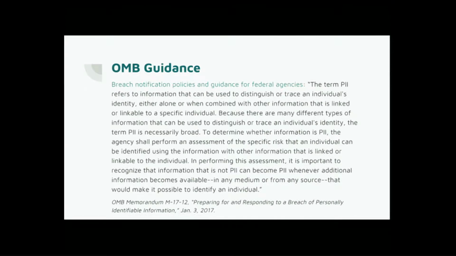To determine whether information is PII, the agency shall perform an assessment of the specific risk that an individual can be identified using the information with other information that is linked or linkable to the individual. In performing this assessment, it is important to recognize that information that is not PII can become PII whenever additional information becomes available in any medium or from any source that would make it possible to identify an individual. And this definition stands out because it requires anticipating future changes that would make non-PII become PII.